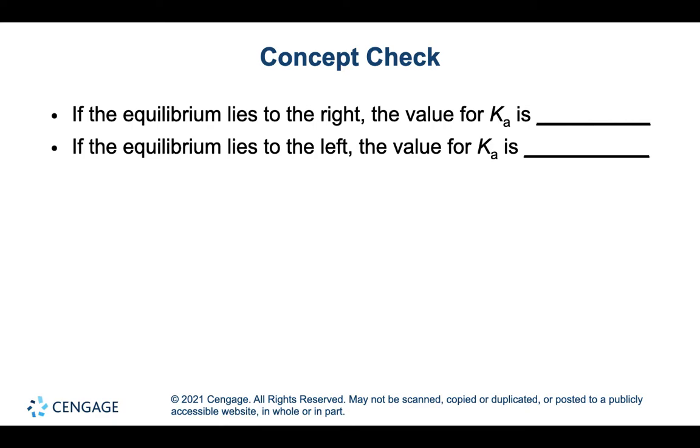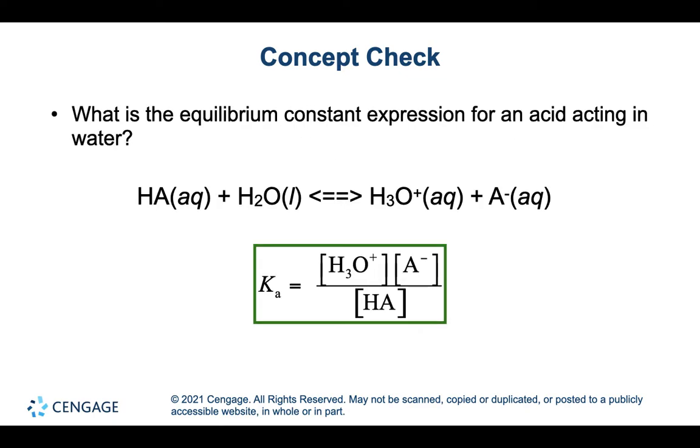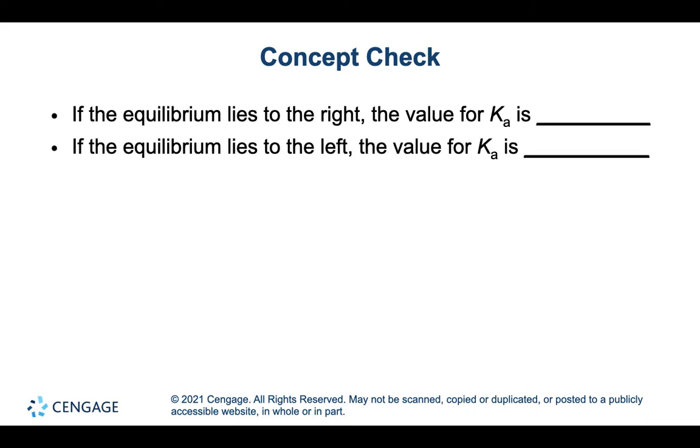If the equilibrium lies far to the right, what kind of value are we going to have for Ka? Well, if the equilibrium lies far to the right, we're going to have a lot of H3O plus and a lot of A minus. We're going to have a big numerator and a small denominator, very little left over HA. So that means your Ka is going to be large. If the equilibrium lies to the left, Ka is going to be small or less than 1.